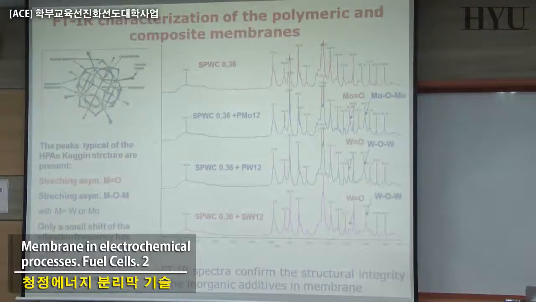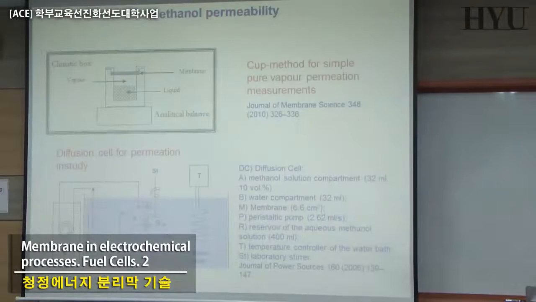More than this, again there is no evidence of any degradation, basically, and that is important. And the most important thing here, because there is a weak aspect of Nafion, which we have already mentioned, is that the methanol permeability is relatively high.